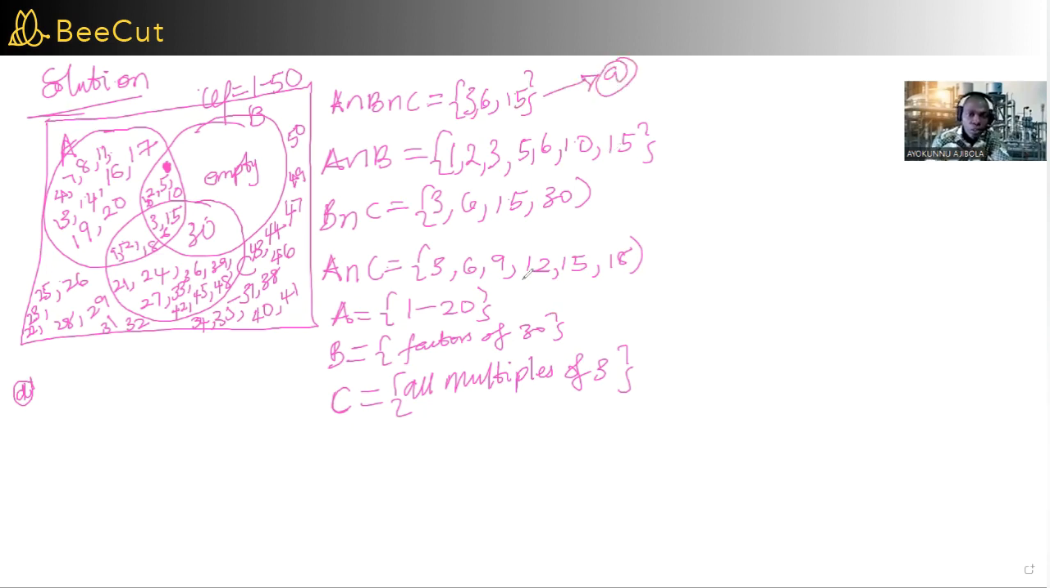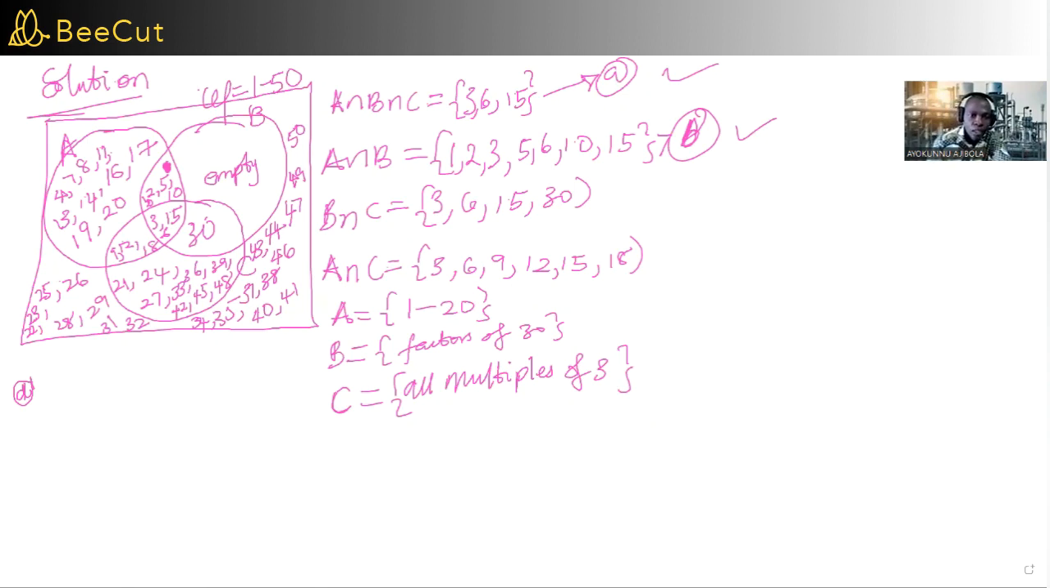So let's check what question B is all about. Question B says A intersection B. A intersection B has been found here. So it's already up here, A intersection B. This is question B solved. Question A solved already in an attempt to draw our Venn diagram. So let's go for the third one.